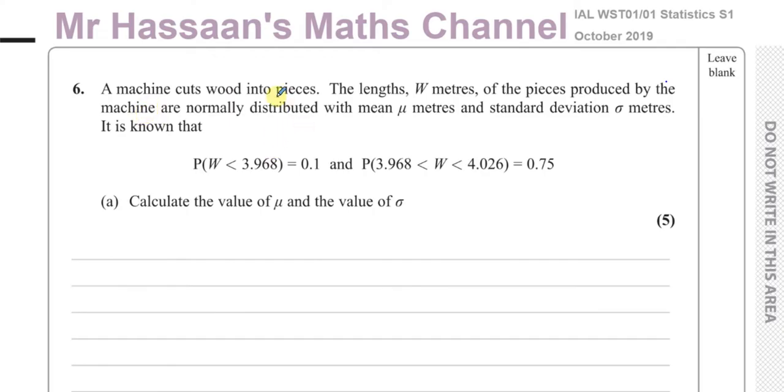It says a machine cuts wood into pieces. The lengths W meters of the pieces produced by the machine are normally distributed with a mean mu meters and a standard deviation sigma meters.